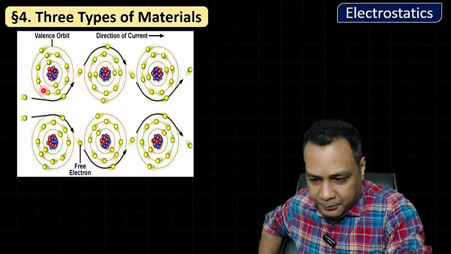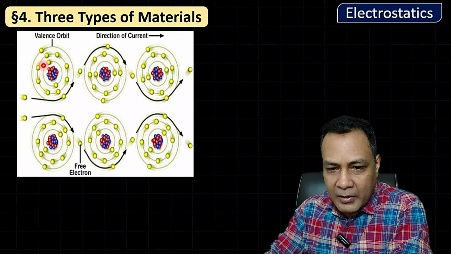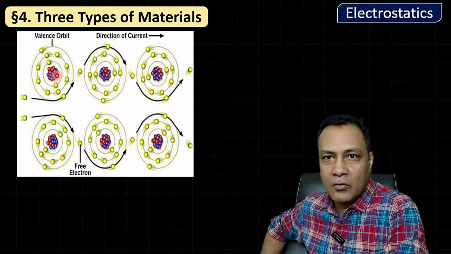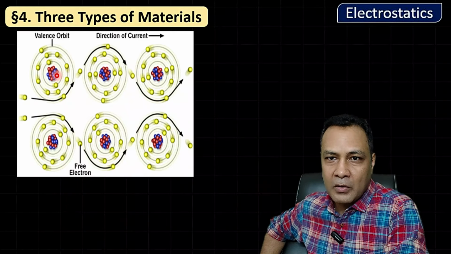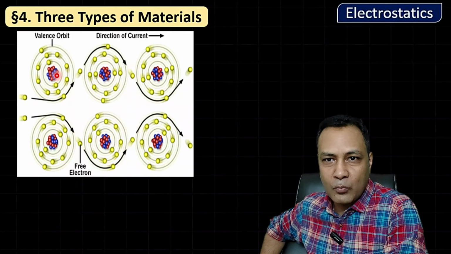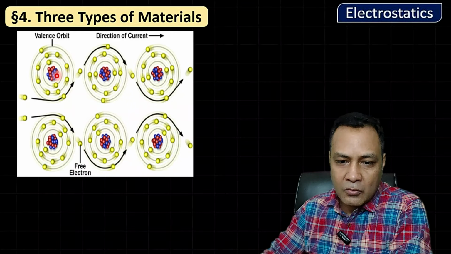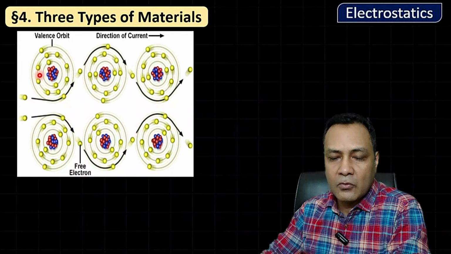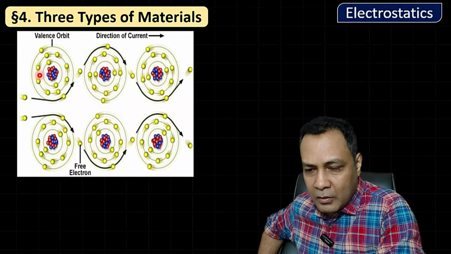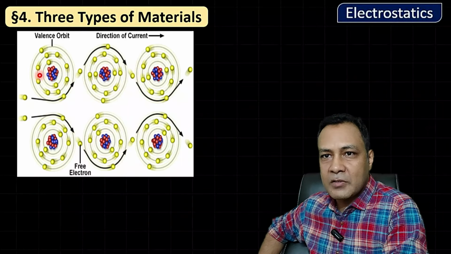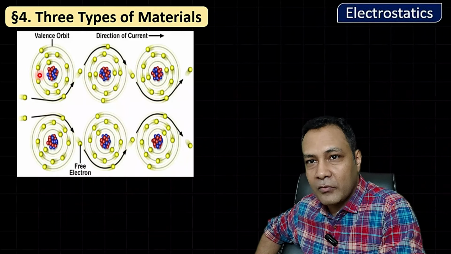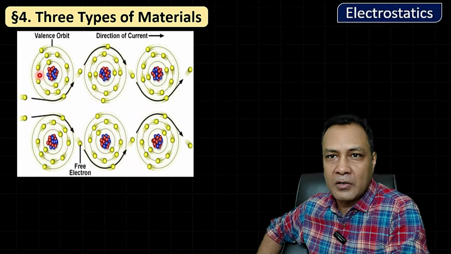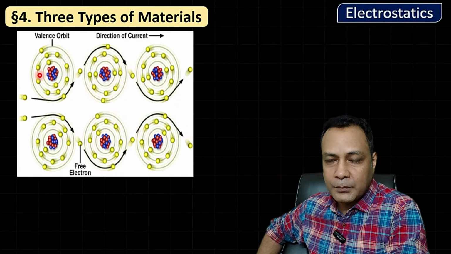So what happens? The electron of the valence orbit is far away from the nucleus, so the attraction of that electron to the nucleus is weak. If it can get some energy from the room temperature or by some other means, it can leave the nucleus. So where can it go? The electron of the valence shell may leave the parent atom if it gets sufficient energy, and after leaving, where will it go?